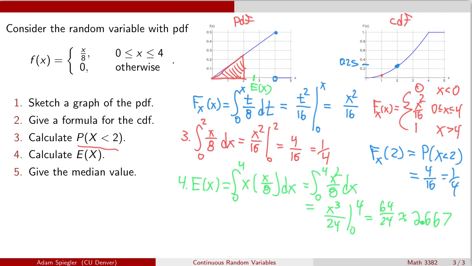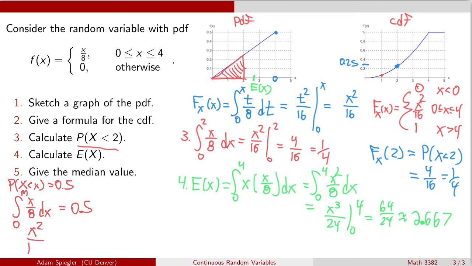Then lastly, in 5, we want to calculate the median value of this function. So there are two ways that we could do this. If we have the PDF, recall the median value is the value of random variable x such that all of the area to the left of it is equal to 0.5. So we could integrate x over 8 dx from 0 up to m and set this equal to 0.5 and then try and solve the resulting equation.